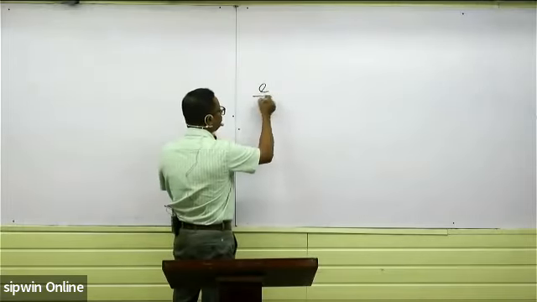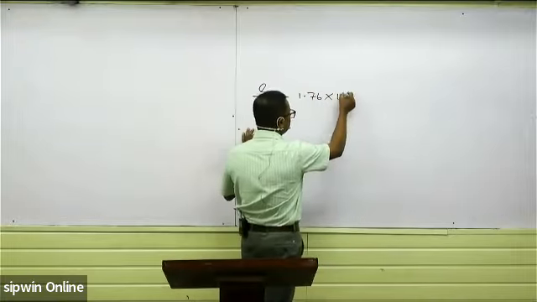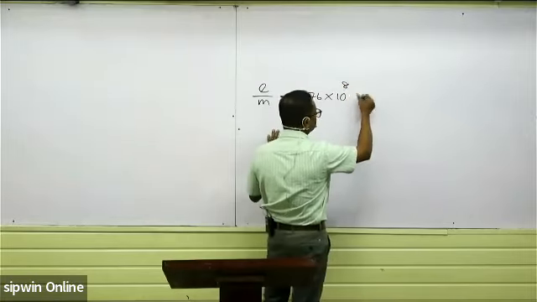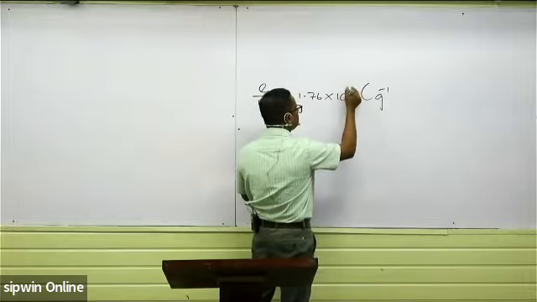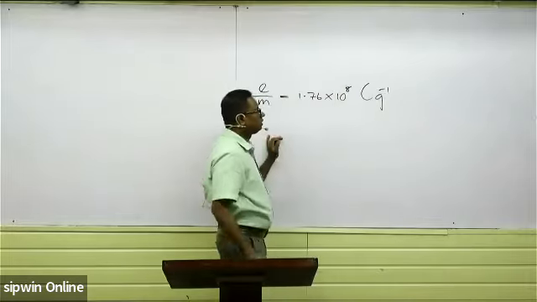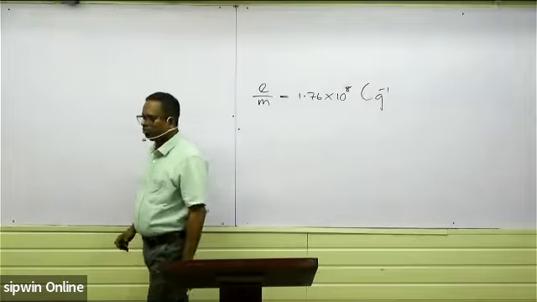E divided by M equals 1.76 × 10^8 coulombs per gram. No need to remember this.